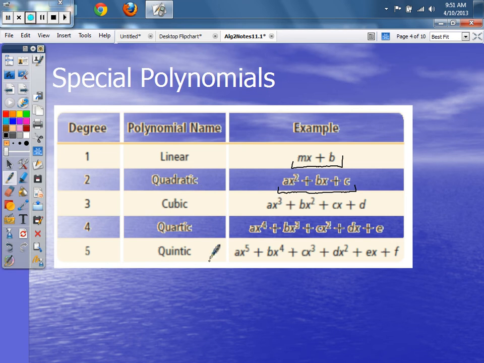Quartic and quintic, to be honest, I don't usually call them quartic and quintic. I call it a 4th degree polynomial or a 5th degree polynomial. But the technical term is quartic and quintic, when the degree is 4, the degree is 5. After that, we just say a 6th degree polynomial or a 7th degree polynomial.